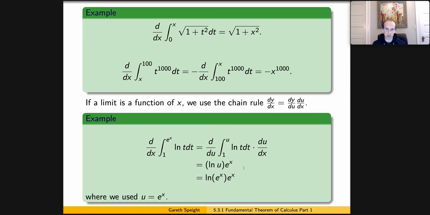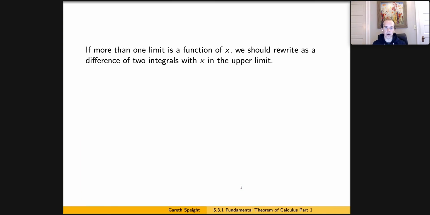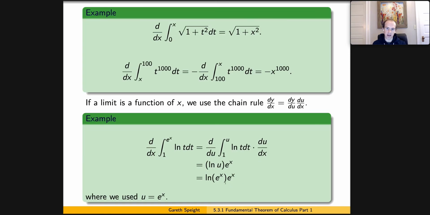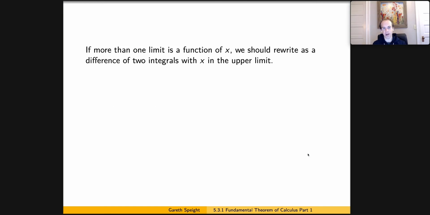And now at the end, we're supposed to replace u by what it was in terms of x, so we get ln of e to the x times e to the x. But ln of e to the x is just x, so this could be x times e to the x. Okay, so if the thing that we have in the limits is a function of x, please remember to use the chain rule.